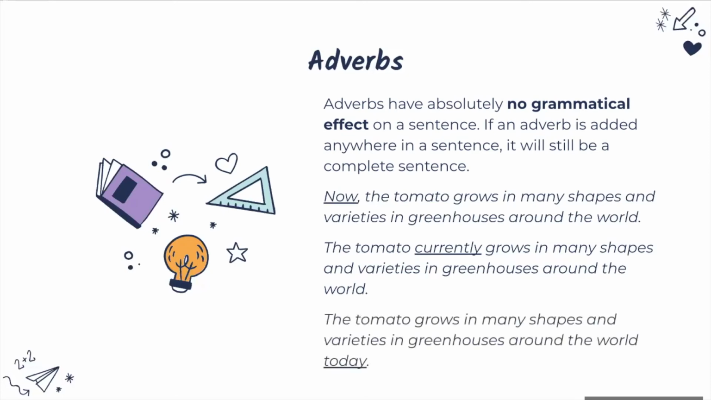And here's our last example, where we put the adverb at the end of the sentence. Before we added today, we had: The tomato grows in many shapes and varieties in greenhouses around the world. So that's a complete sentence. And then if you add on today, it's still going to be a complete sentence.